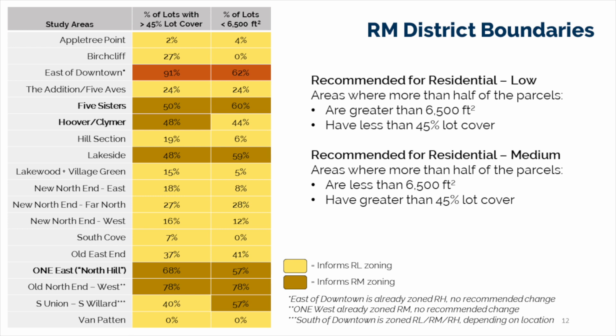The committee recommended that neighborhoods where half or more of the lots were smaller than 6,500 square feet and have more than 45% lot cover, the limit in the proposed RL zone, be rezoned to RM. Note that some areas within the residential districts are already within the RM zone, such as the Old North End and West, and others in the RH zone, including east of downtown.